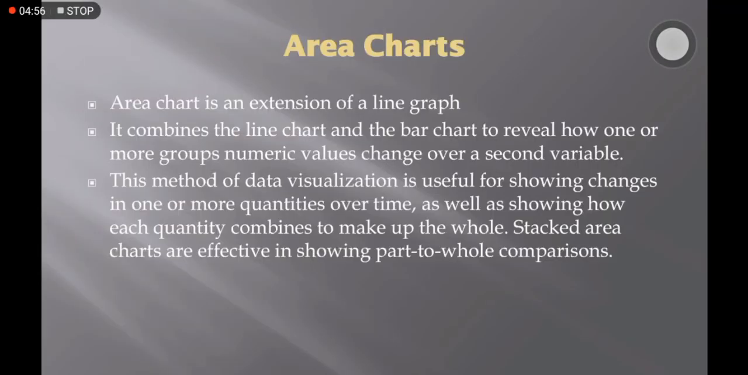We go on to the area charts. An area chart is a variation of the basic line graph in which the area underneath the line is shaded to represent the total value of each data point. When several data series must be compared on the same graph, stacked area charts are used. This method of data visualization is useful for showing changes in one or more quantities over time, as well as showing how each quantity combines to make up the whole. Stacked area charts are effective in showing part-to-whole comparisons.